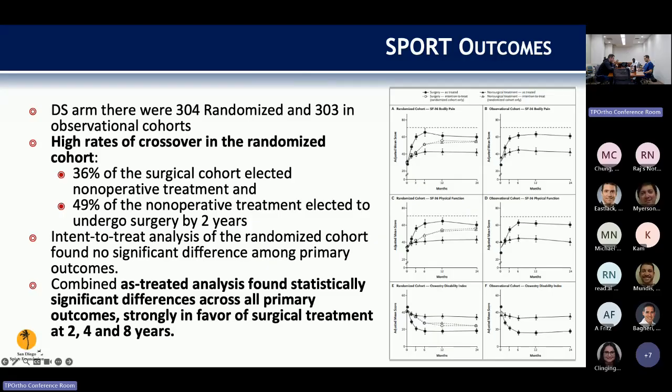What that means is that the intent-to-treat analysis, the randomized cohort, found no significant difference among the primary outcomes. But if you looked at the as-treated analysis, they found a statistically significant difference across all primary outcome measures that strongly favored surgical treatment at all time points, which were 2, 4, and 8 years.